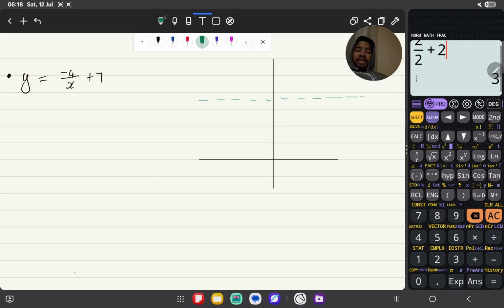Cool. And then here I have y equals 7, right? So now I know my graph has shifted 7 units up, and this is going to be exactly the structure of my function.